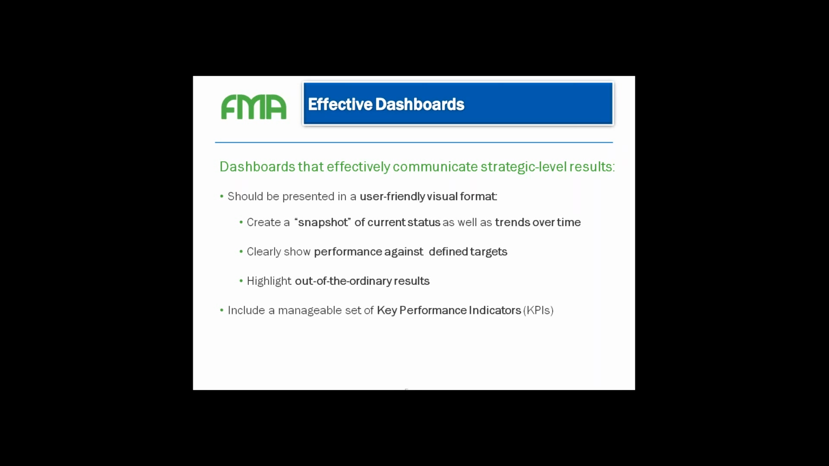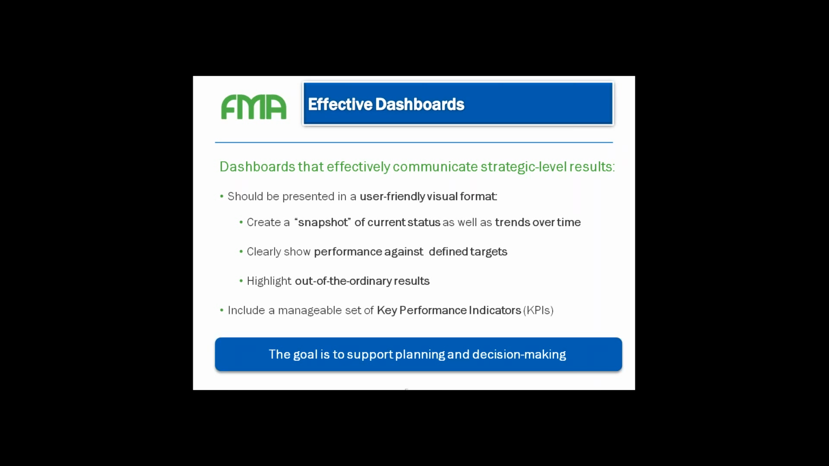And I want to stress the word manageable set. We don't want to have 150 KPIs. We want to have absolutely the right number, the least amount of KPIs that will give us the greatest amount of information for course correction and for reinforcement when we're doing things correctly. The whole point of the KPI is for planning and decision making. So we don't want to crowd our space with more information than we need. It's about the right information.